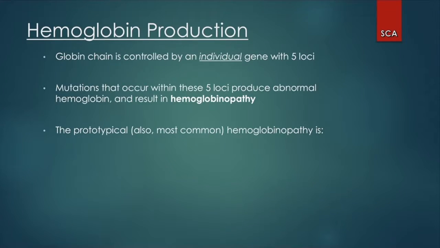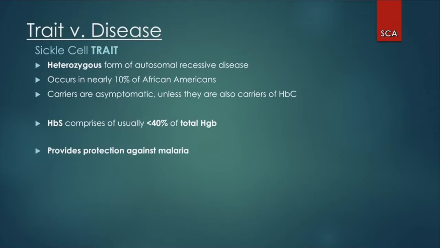So the production of hemoglobin begins with a globin chain. It is controlled by an individual gene within 5 loci. Any mutations that occur within these 5 loci, you end up with a hemoglobinopathy, and the prototypical form is sickle cell anemia.